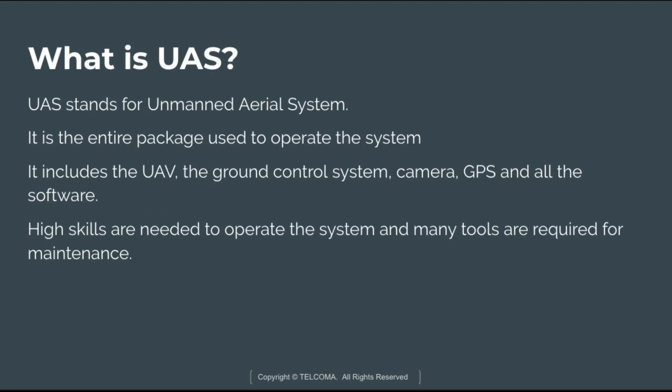Here UAS stands for Unmanned Aerial System. It is an entire package used to operate the system. It includes the UAV, the ground control system, camera, GPS, and all the software. High skills are needed to operate the system, and many expensive tools are required for its maintenance. So this is a UAS, the complete package that is used to operate this UAV system.